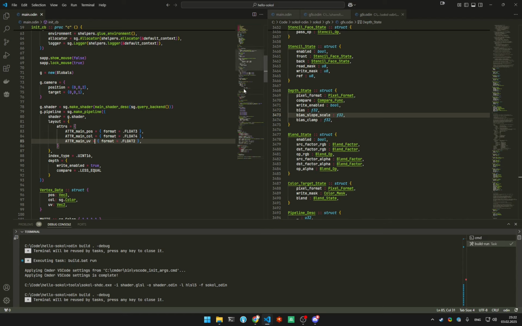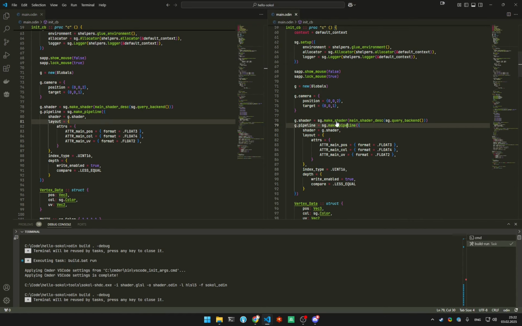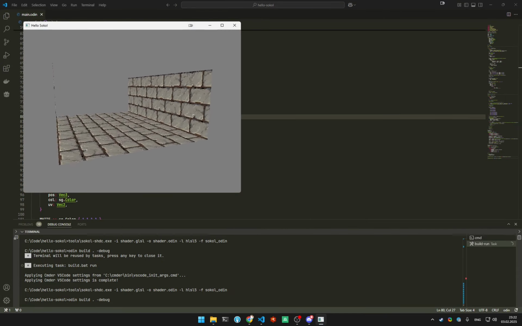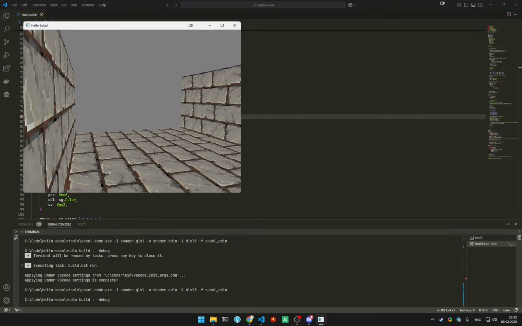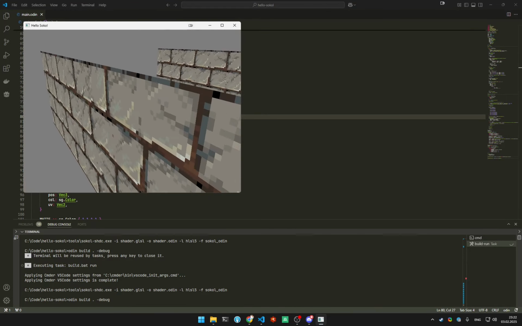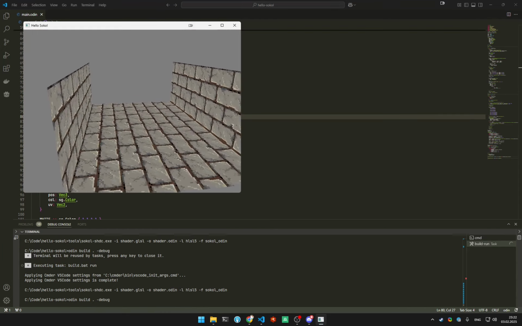If the object is in the back and obscured by something else, we don't draw. So that should fix the issue, and that's nice. You see, that's very good, a very nice corridor. We can of course fly around with our camera.